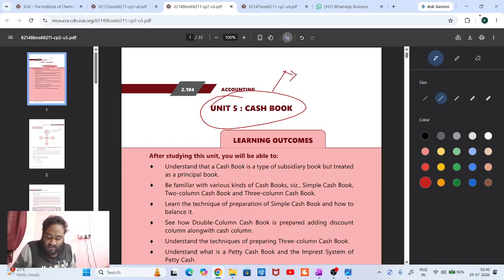Let's start Unit 5 cash book. I think I'm good. The time is 2:40. Oh, wait a minute. I'm really scared about the battery of a laptop. Okay, anyway, let's leave this.